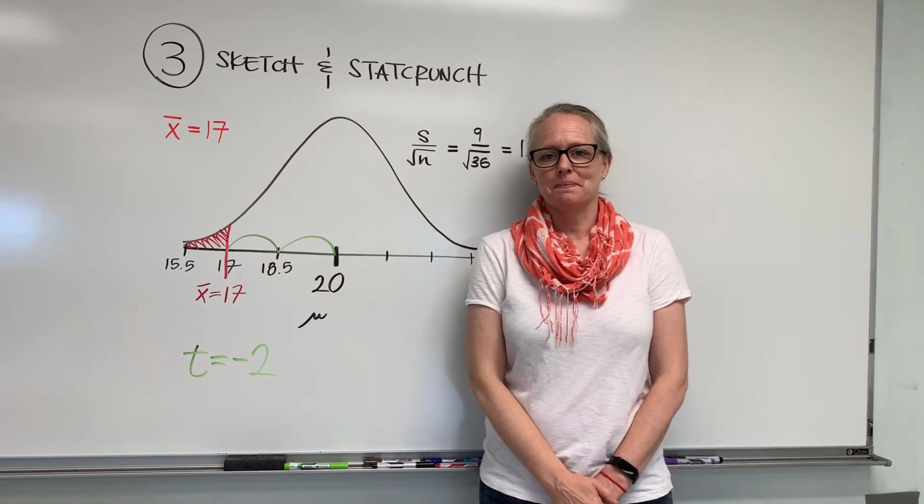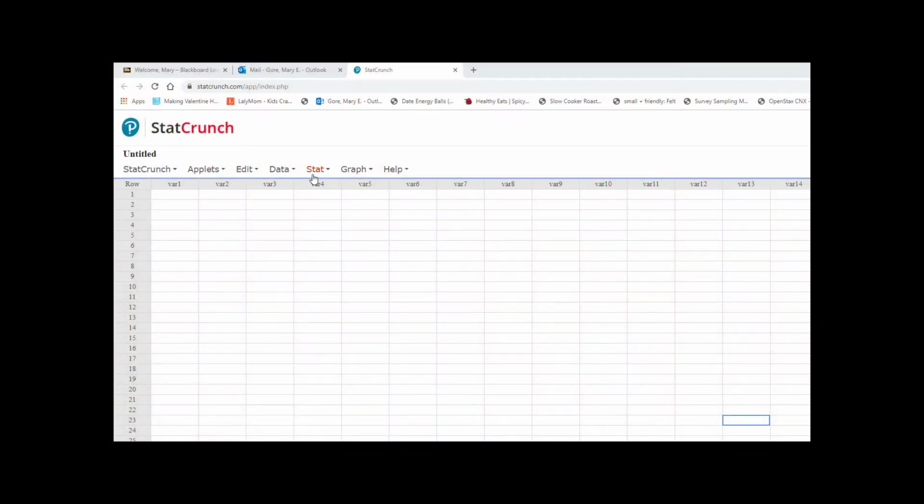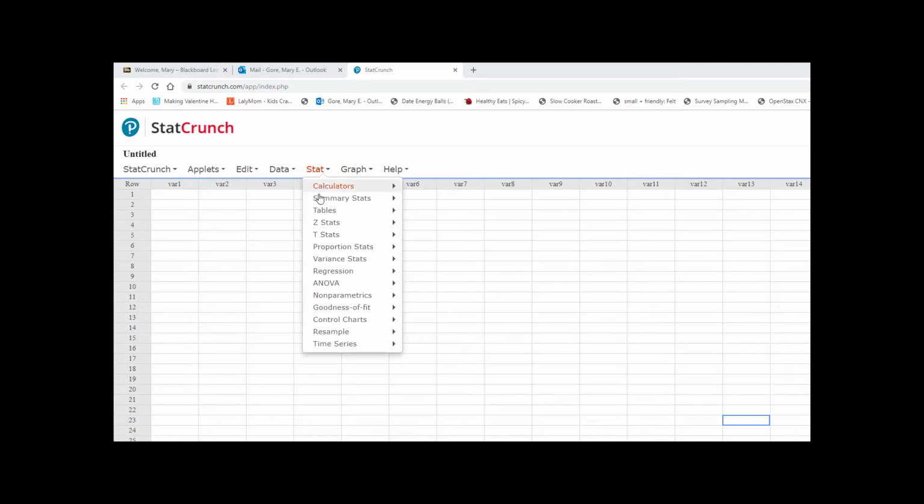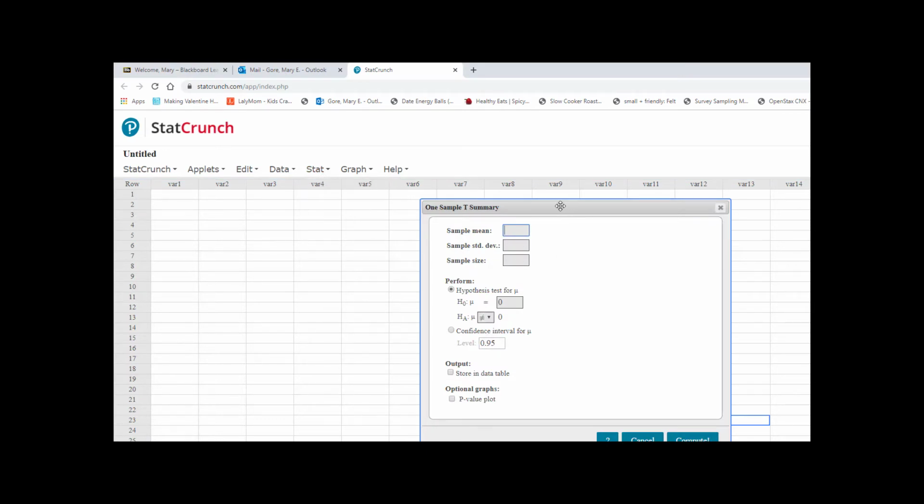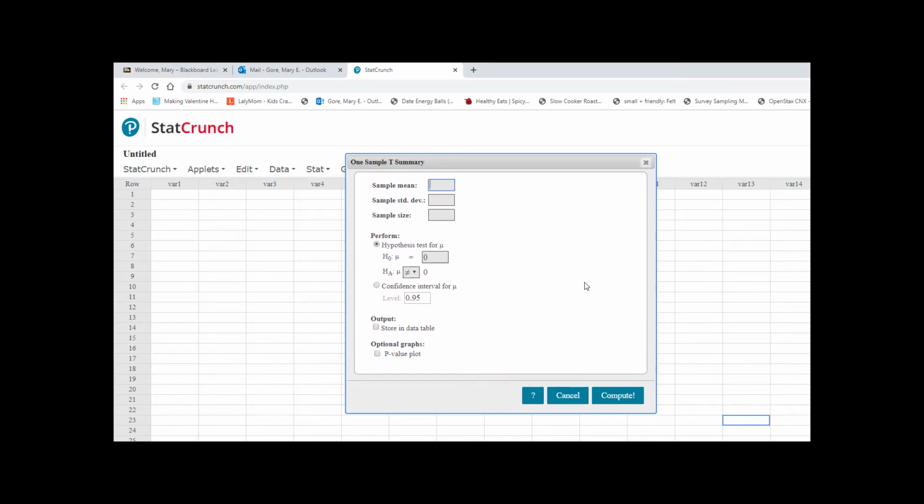Let's jump into StatCrunch. To solve this in StatCrunch, go to Stat, t-stat, so that we can use the t-distribution. We only had one sample, and we were given a summary. Once we get to this pop-up box, you will see it's asking us some familiar questions because of the information we have. What was our sample mean? 17. The sample standard deviation was 9, and our sample size was 36.